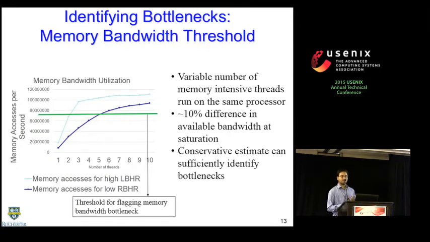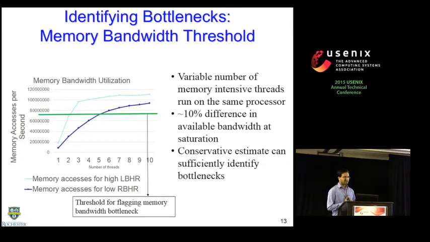So the second thing that we're interested in is when your memory bandwidth is saturated. And for this, we not only need to know the capacity of the memory bandwidth, but we also need to know something that's called the row buffer hit ratio of the application, because that is a primary factor in how much bandwidth the application can even access.